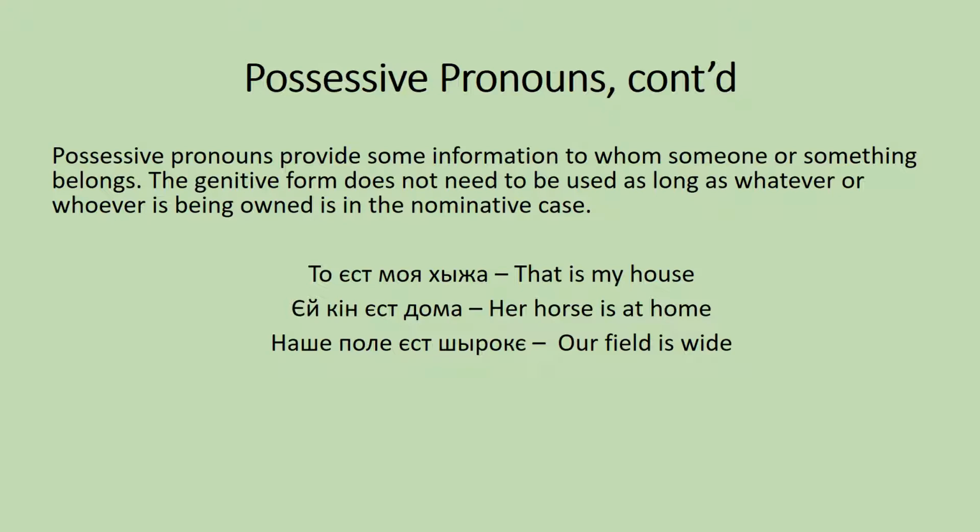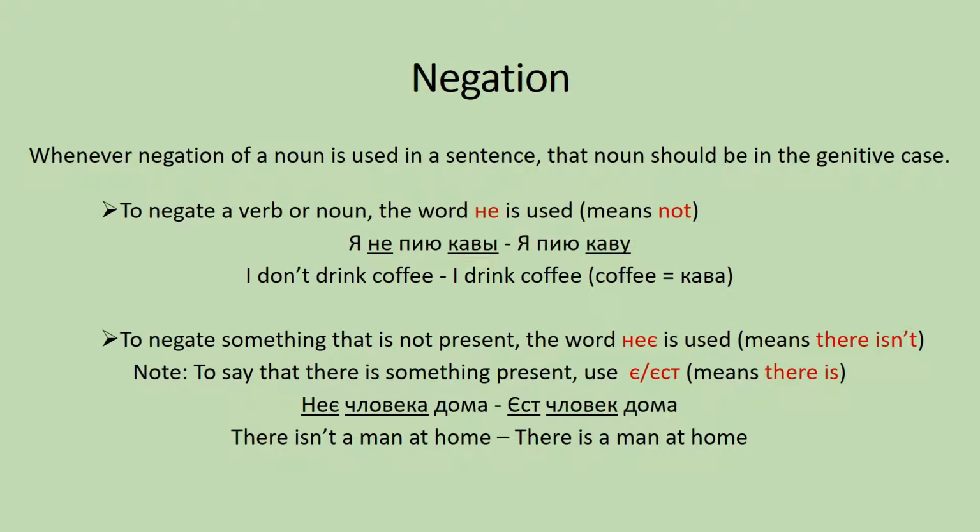Nasze pole jest szerokie. Our field is wide. Negation. Whenever negation of a noun is used in a sentence, that noun should be in the genitive case. To negate a verb or noun, the word ne is used. It means not. Let's compare the two sentences below.